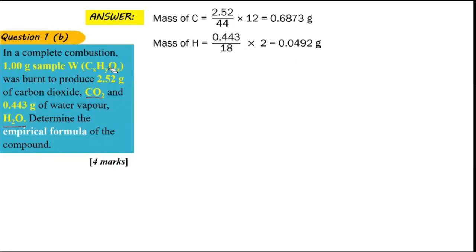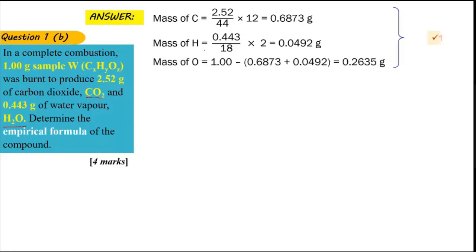So there's one more element, oxygen. To get the mass of oxygen, you just take the mass of sample minus the mass of carbon and the mass of hydrogen. So what is remaining is the mass of oxygen. And the next step, you tabulate.